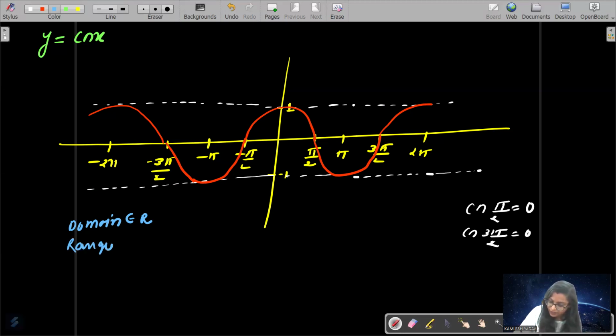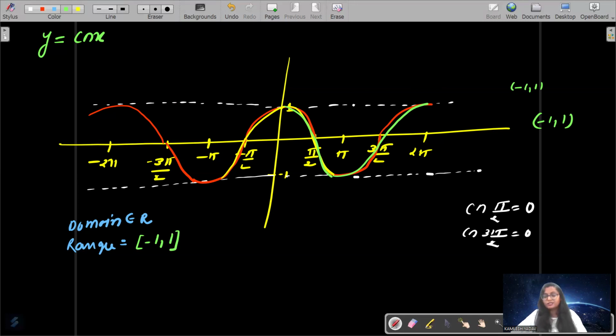About the range, we see that our curve increases from minus 1 to plus 1, then decreases from plus 1 to minus 1, then again increases from minus 1 to plus 1, and similarly decreases from plus 1 to minus 1. So our curve lies between minus 1 and plus 1. So the range is the closed interval minus 1 to plus 1. This is the domain and range of the graph of cos x.